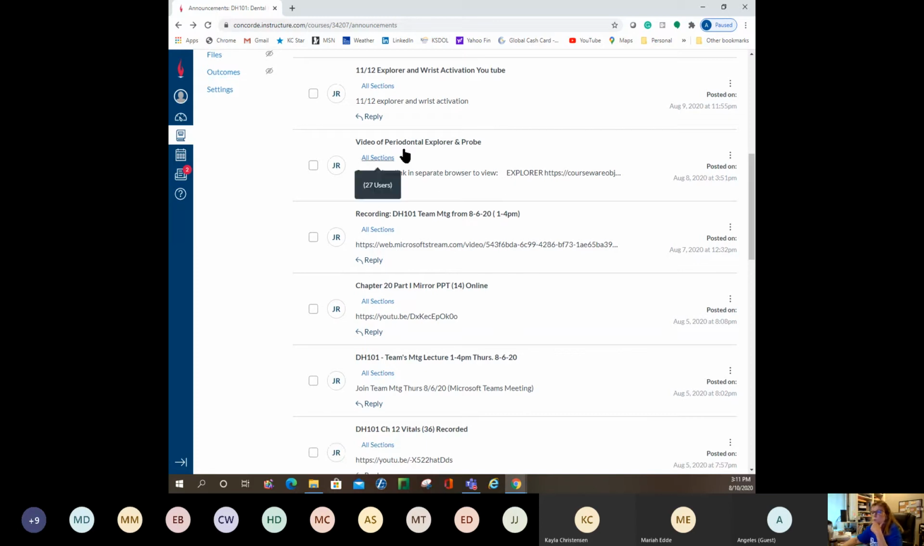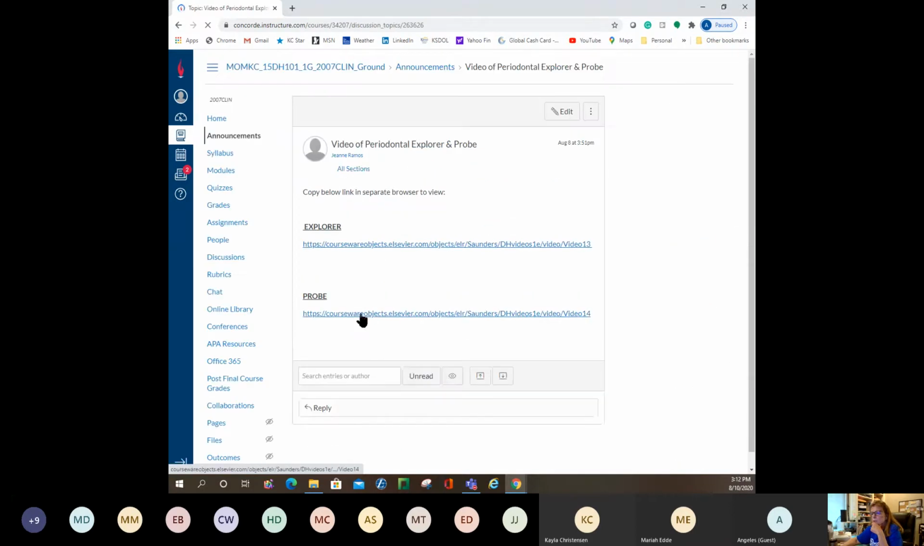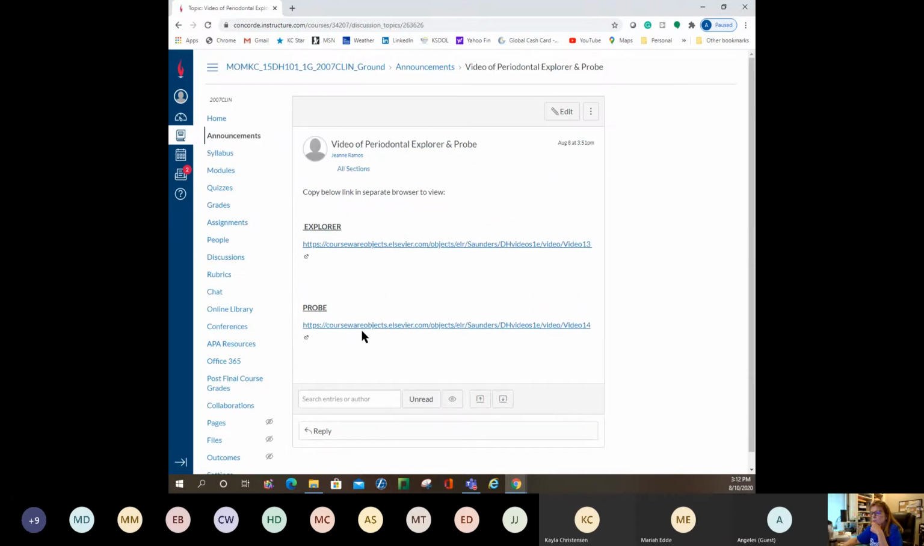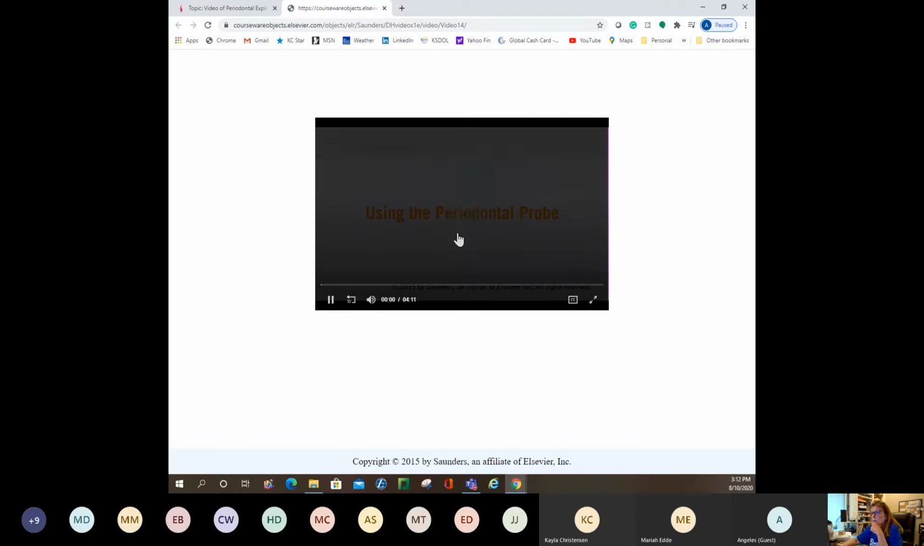This one I'm going to let you see. I wasn't sure I was going to let you see this because I think they have some bad habits. But a lot of what they're doing is correct. To me, it's not always parallel with the long axis of the tooth. And she shows, but I may show the probe one. Let me do the probe one. The explorer, I'm not so crazy about.